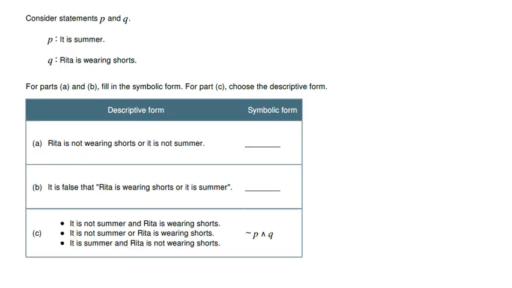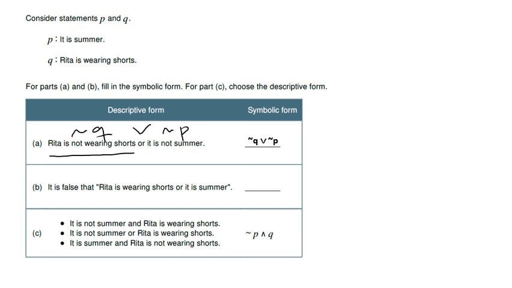Consider the two statements. P, it is summer. Q, Rita is wearing shorts. Answer the following three questions. We want to write the first one in symbolic form. Rita is not wearing shorts would be represented by not Q. It's joined with an or. It is not summer, represented by not P. So here it is, not Q or not P.